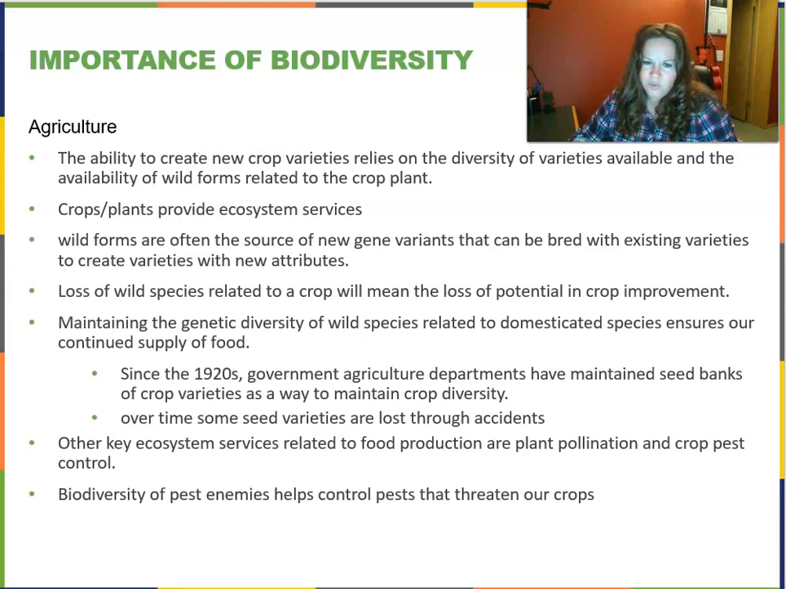So since the 1920s, government agricultural departments have maintained seed banks of crop varieties as a way to help maintain our crop diversity. Over time, though, unfortunately, some of the seed varieties have been lost due to accidents at these seed banks. Other key ecosystem services related to food production are plant pollination and crop pest control. Biodiversity of pest enemies helps control pests that threaten our crops.